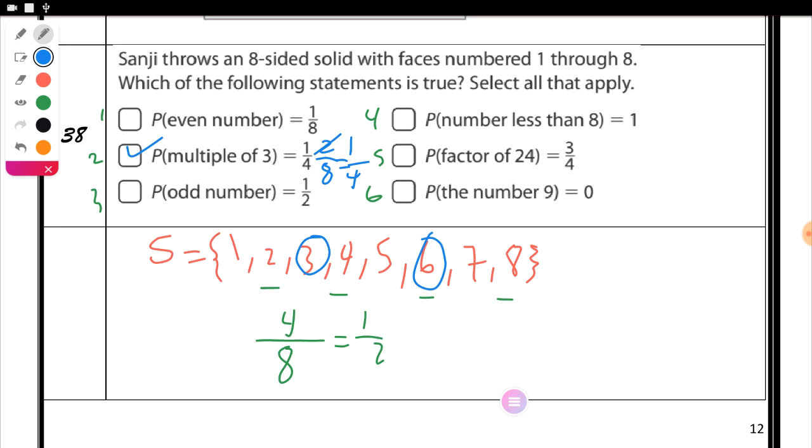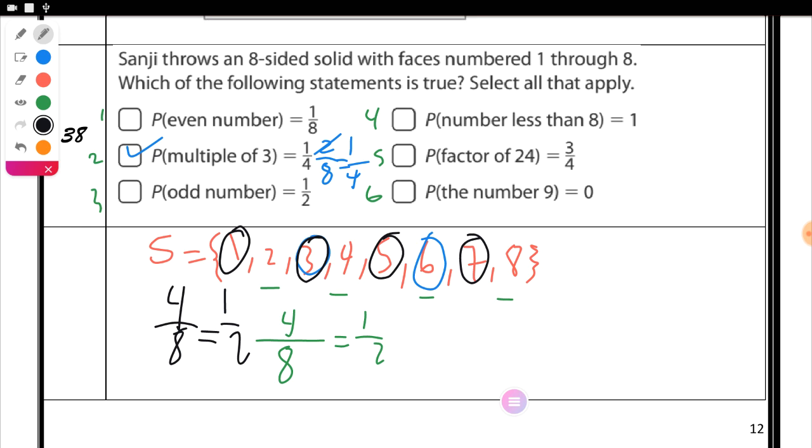Number 3: be an odd number, equal to half. Let's count the odd numbers. Odd: 1, 2, 3, 4. Yes, 4 over 8. So it's 4 over 8, which is equal to 1 over 2. So it's right.